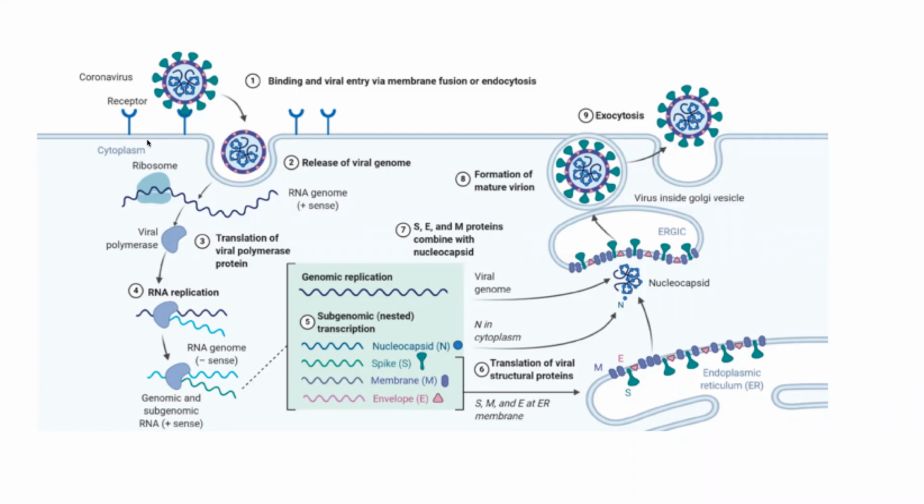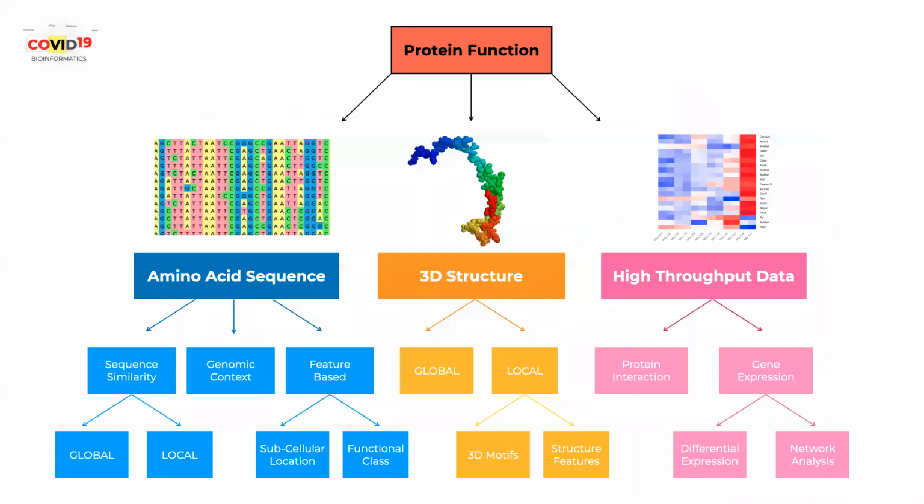Not all cells have the same receptors. Not all cells have as many of these ACE2 receptors. So how do we know protein function? For example, how did people come up with this diagram? There are several ways that you can think of protein function.